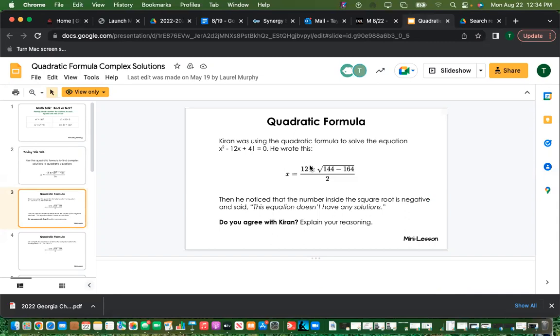Yes or no? Do you agree with him? He said, the square root is negative. That means that there is no solutions at all. Doesn't have any solutions. Is that a true statement? No, that's wrong. Okay. And the reason why is because he has complex solutions. If there's a negative underneath this radical, that would mean that there's complex solutions. With me?